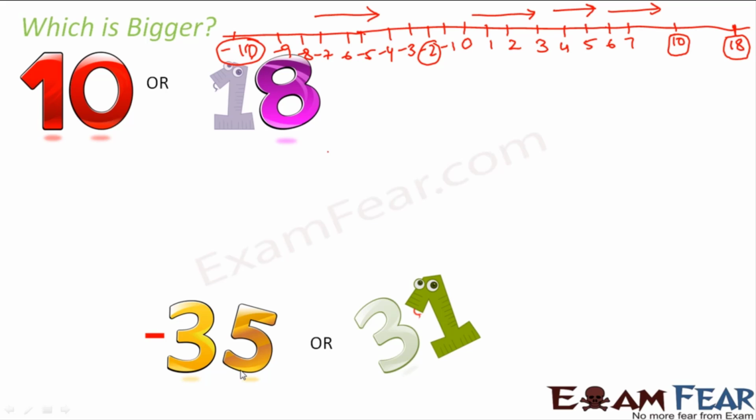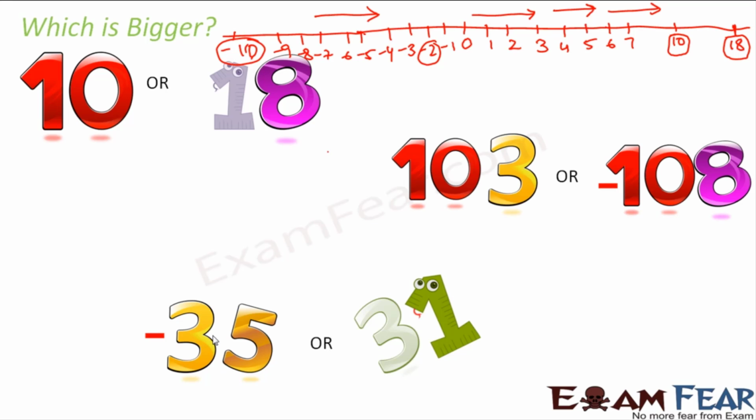So in this case, one number is negative, the other number is positive. Now quite obvious, all the positive numbers are located on the right side of the negative numbers. Therefore, all positive numbers are greater than negative numbers. So in this case also, 31 will be greater than minus 35. Let's look at this example. Here you have 103 or minus 108. So again, in this case, the positive number would be greater than the negative number, as I discussed.